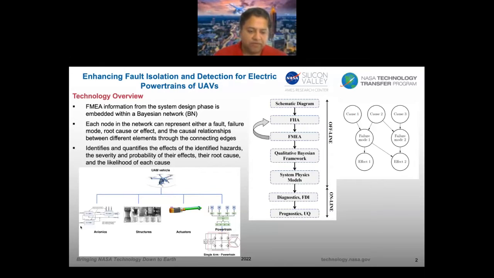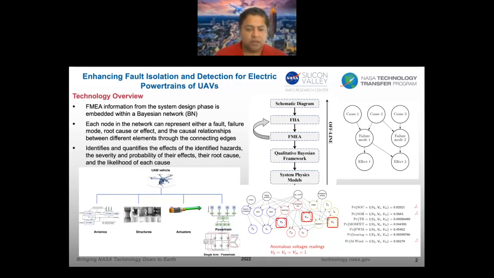As an example, what we have demonstrated is that when a UAV or a UAM vehicle is flying, you could have multiple complex systems in the same vehicle: avionics, structures, composites, different actuator systems, and then the powertrain. These systems are all working in tandem, and they have their own cascading effects on each other. So what we did was isolate a subsystem under it, which was the power system.